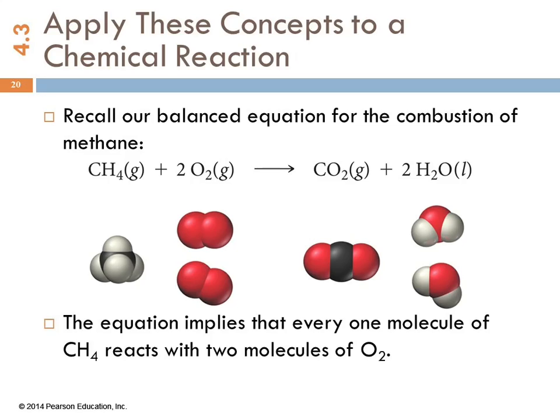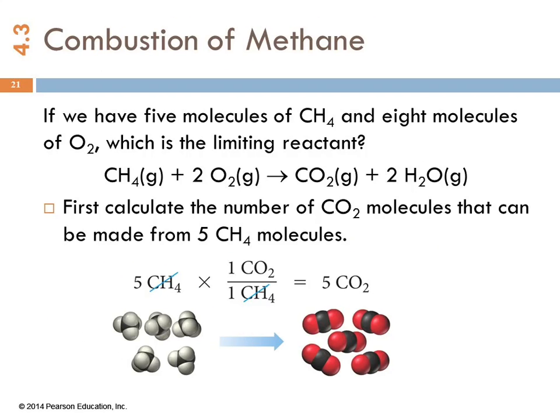So let's apply these concepts to a chemical reaction. So here's our equation for the combustion of methane. Right? One of these reacts with 2 of these to form 1 of these and 2 of those. Well, what if we have 5 molecules of methane and 8 molecules of oxygen? So here we've got 5 molecules of methane. How many moles of CO2 could we make? Well, we get the ratio here. 1 methane gives 1 molecule of CO2. So if we start with 5 molecules of methane, we'll end up with 5 molecules of CO2.